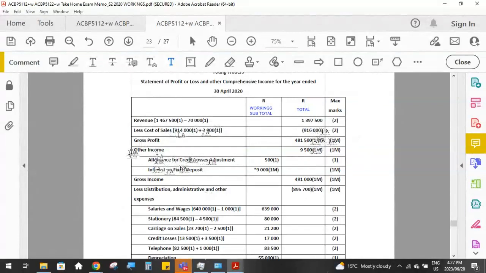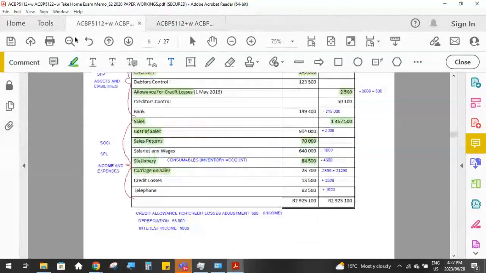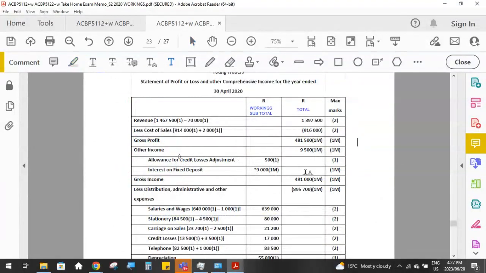So we've got our allowance for credit losses, which was a credit, which makes it an income account, and our interest on fixed deposit was an income. Remember here, we credited the allowance for credit losses, so that made it an income, and we've also got interest income. That will then give us our total of other income of 9,500. So 9,000 plus 500 is 9,500. Gross profit plus other income gives us gross income of 491.